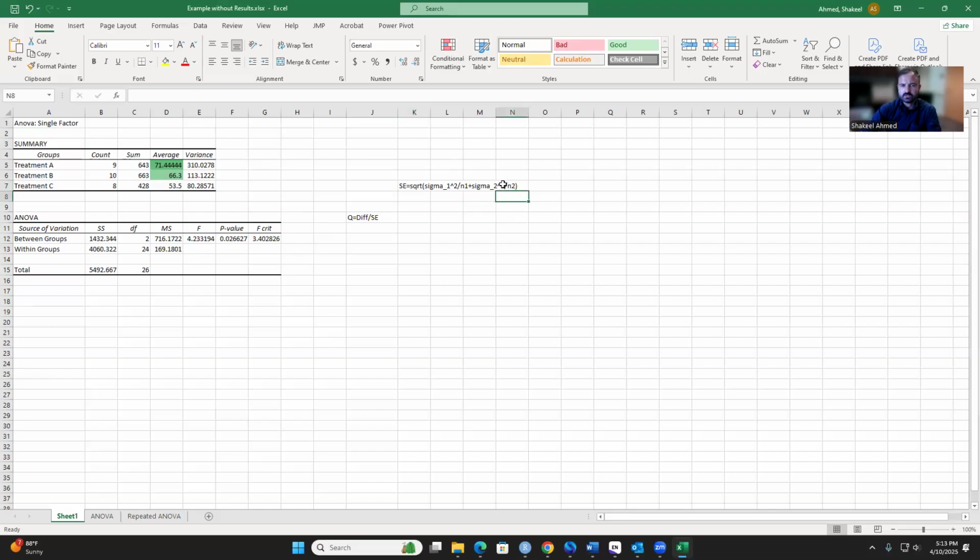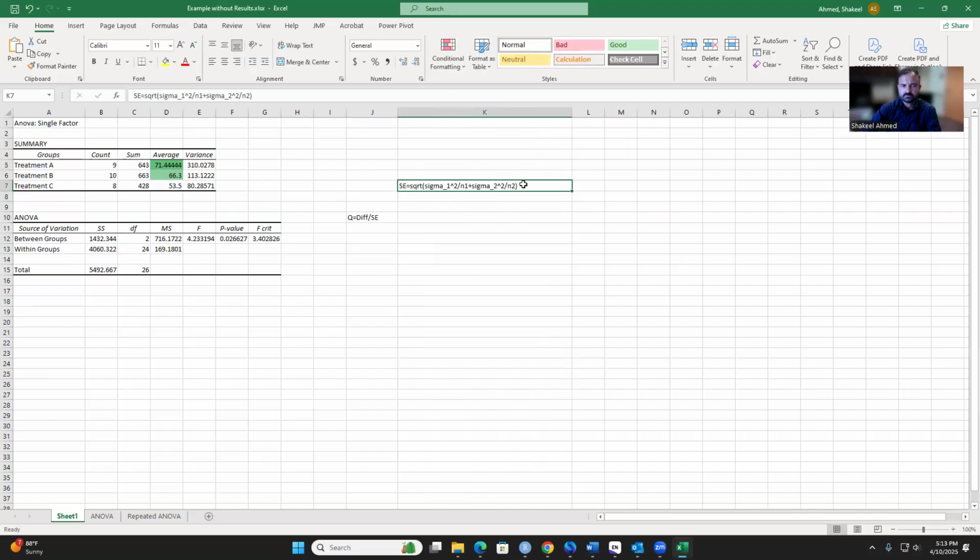So in other words, we can write this formula in shortened form as the square root of 0.5 times sigma square, that is the variance divided by 2, times 1 over n1 plus 1 over n2, and then the whole square root. So this is the test standard error, and we find the difference for each pair, and then we will get the Q statistic for each pair.